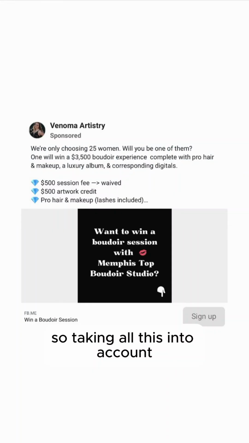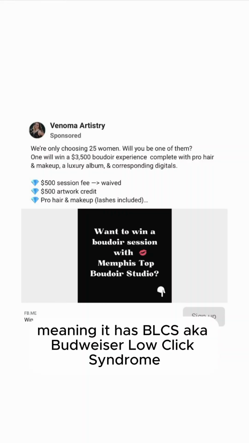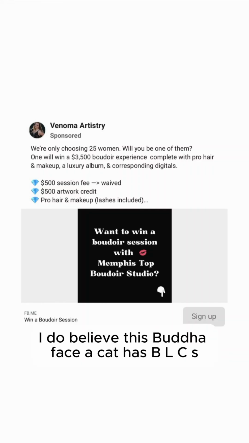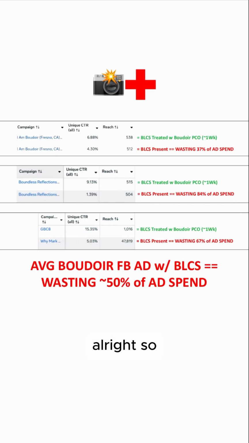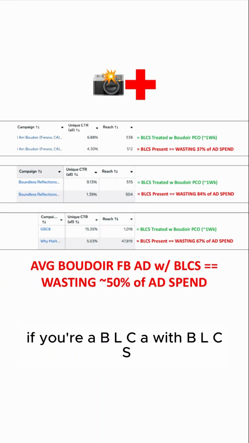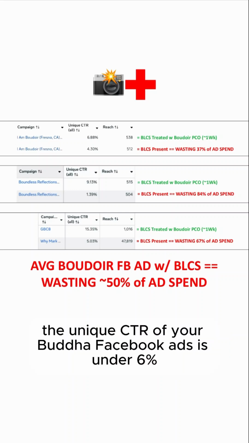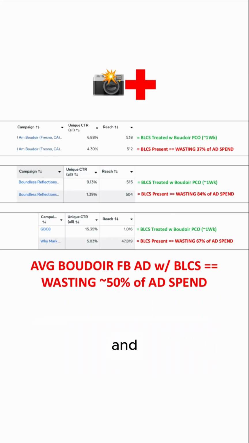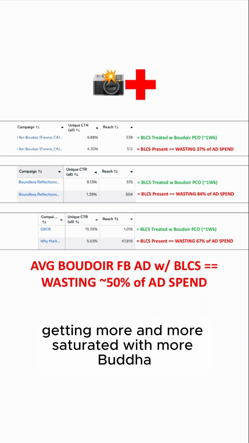So taking all this into account, I believe the unique CTRL of this Boudoir Facebook ad is under 6%, meaning it has BLCS, aka Boudoir low click syndrome. Yes, I do believe this Boudoir Facebook ad has BLCS. All right, so if you're a BLCA with BLCS, if you're a Boudoir low click advertiser with Boudoir low click syndrome, the unique CTRL of your Boudoir Facebook ads is under 6%, and you're spending more than 10 grand a month on Boudoir Facebook ads, and you're looking out into the marketplace, seeing it getting more and more saturated with more boudoir photographers every day.